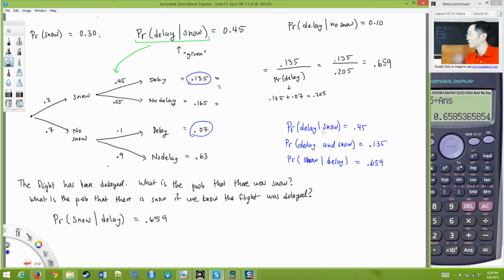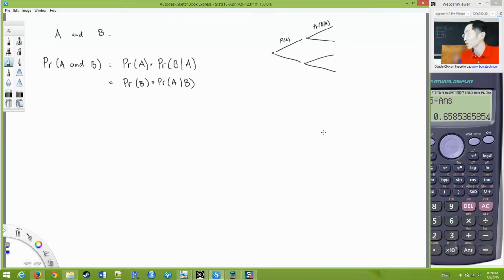I get it when you go back. For me, I thought that the probability of snow and delay is out of, like, that probability 0.135. So maybe I'll try putting a few more equations up on the board, and that might help. I don't know, we'll see. Even if it doesn't, ask more questions.